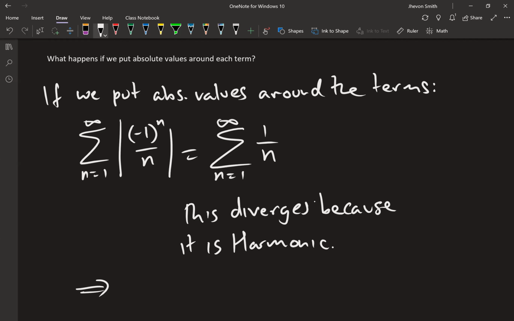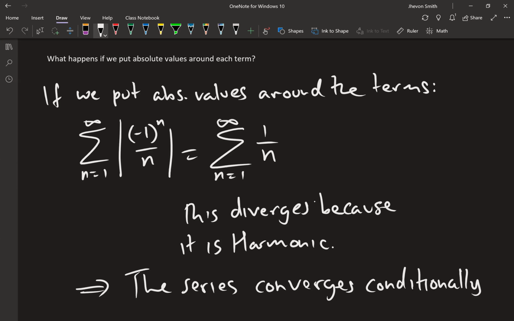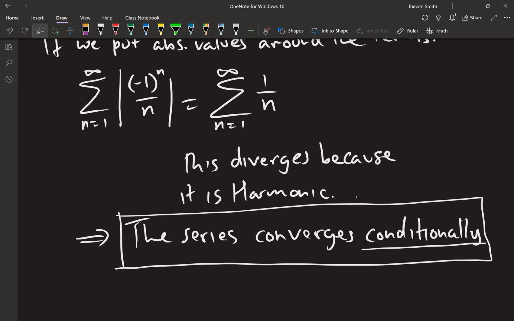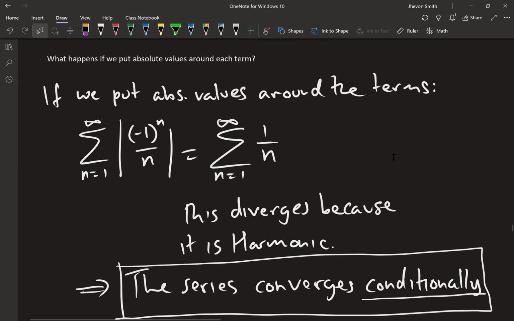This essentially means the series here converges conditionally. Right? So if I put absolute values around it, it does not converge, which means it does not converge absolutely. So I throw absolute values around it, i.e., the series is not absolutely convergent, because when I put absolute values around it, it doesn't converge anymore.